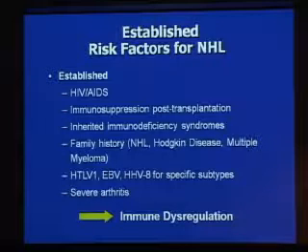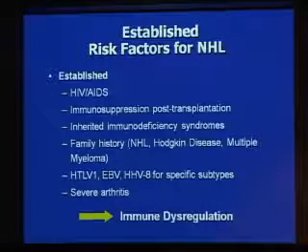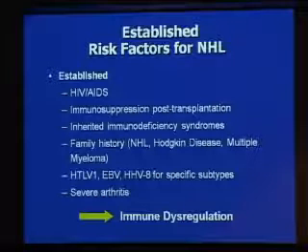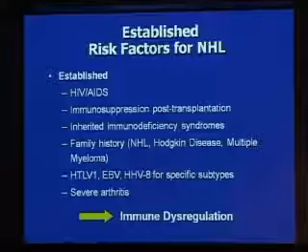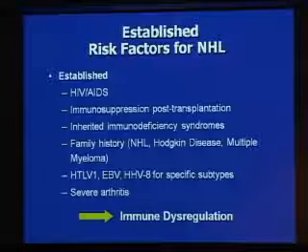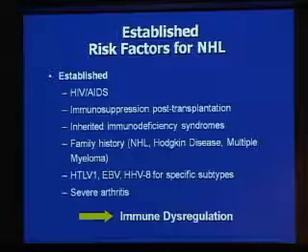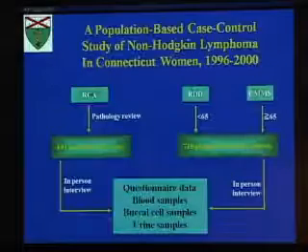And also certain virus infections, which are only related to certain subtypes, and some autoimmune diseases are related to non-Hodgkin lymphoma. All those established risk factors can only account for a very small portion of the disease. That means a vast majority of NHL cases are unexplained. So we don't know what exact risk factors cause non-Hodgkin lymphoma.